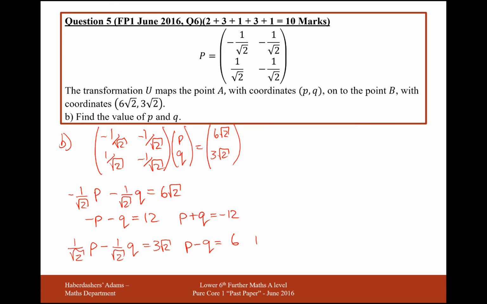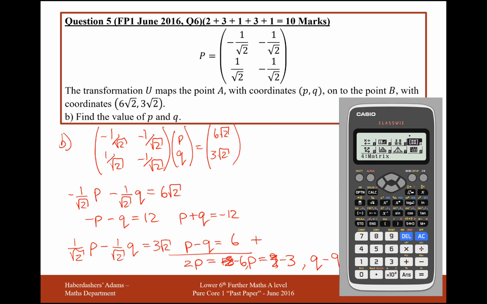So if we were to now add these equations together, I get 2P equals 18. So P must therefore equal 9, and therefore, add these two equations together and you get minus 6. So P will equal minus 3. And therefore the Q equation, the Q vector, is going to be minus 9.